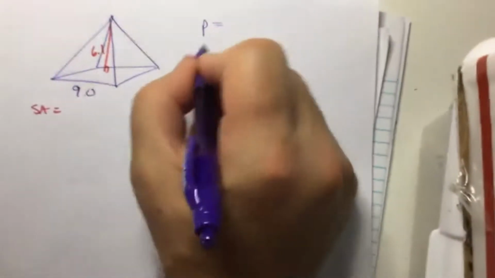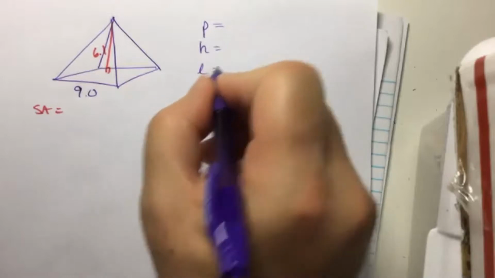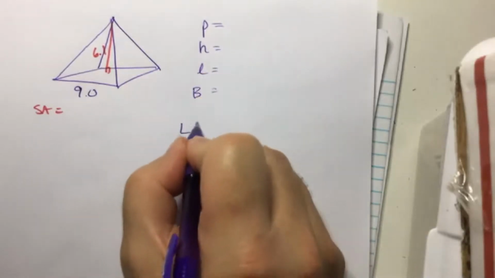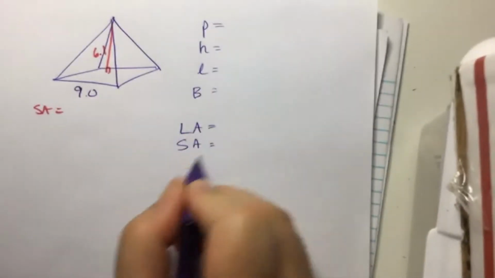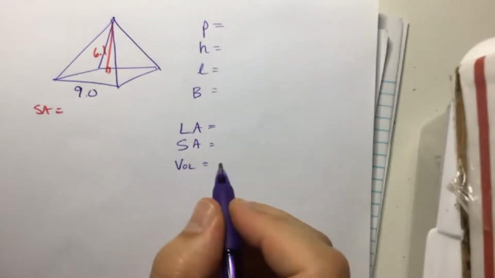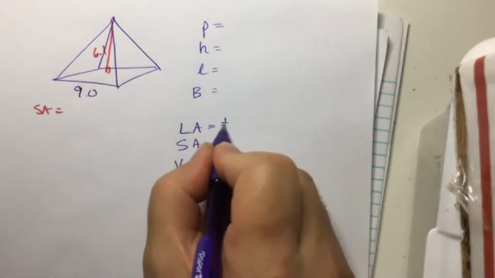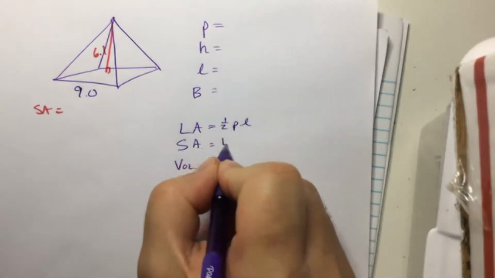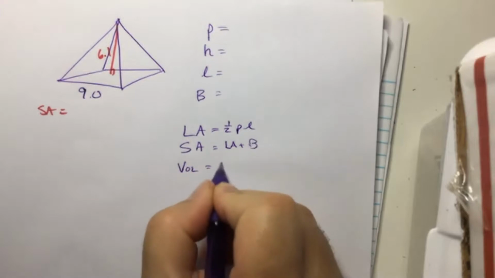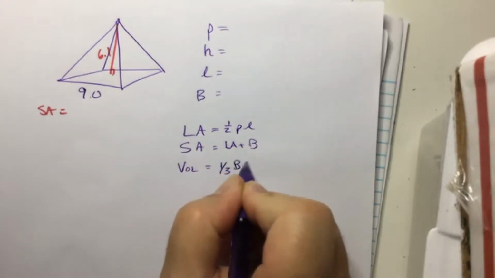Start with P equals, H equals, L equals, B equals, LA equals, SA equals, vol equals. And I'll start by putting these formulas in. 1/2 P times L. This will be lateral area plus 1 base. This will be 1/3 base times height.